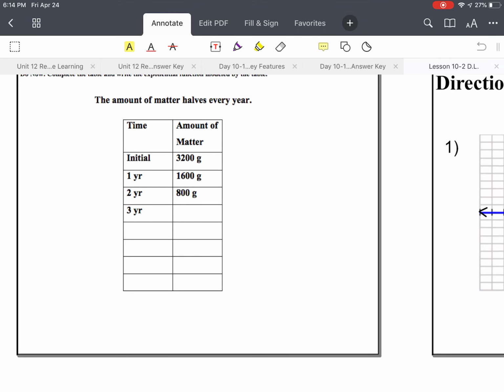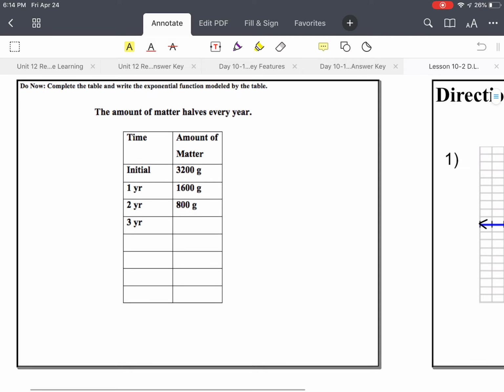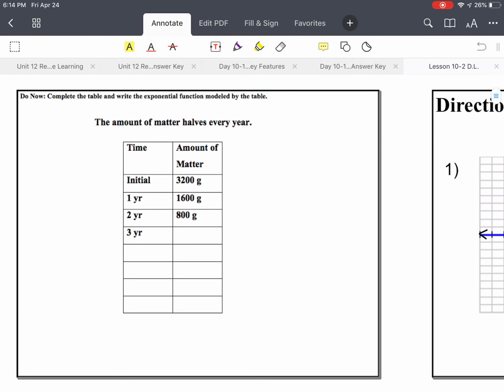We're going to continue with our new unit on exponential functions. So yesterday we learned about exponential functions and we're going to continue today. We're actually going to look at some graphs and learn how to write the equation of the function based on a graph. So right now I have a do now for you. Why don't you pause, take a second and see if you can fill in this chart.